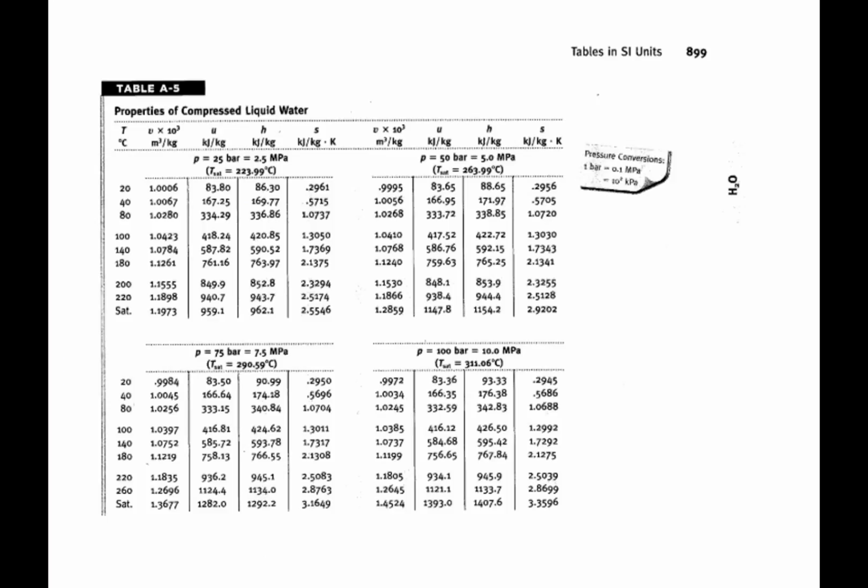Here is a table for compressed liquid water, and it has data in blocks. Here's a block of data at 25 bar, and the property we're looking for, internal energy, is a function of pressure in this block and also of temperature down this column. But we're looking for 30 bar, not 25 bar.